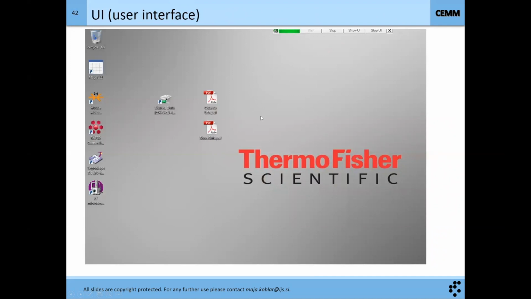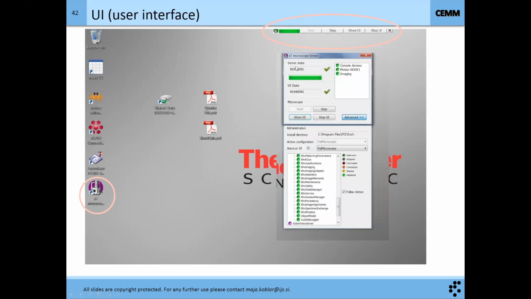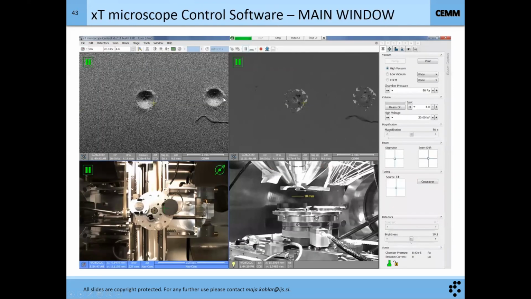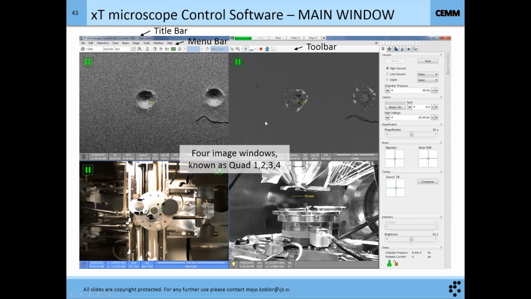For new users on the Thermo Fisher, you have the server, which looks like this. When you double click on the green one, the server opens and you can start the graphical user interface. So show user interface, and this is the user interface. You have the title bar, the menu bar, the toolbar, and four quadrants, and the first one is normally for the secondary electron image, the compositional image, NavCam, and the CCD.